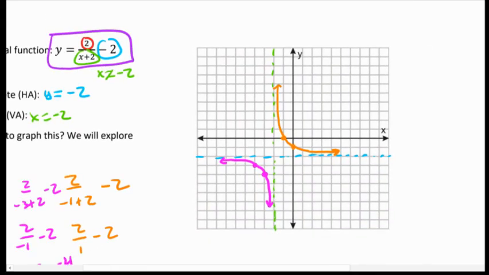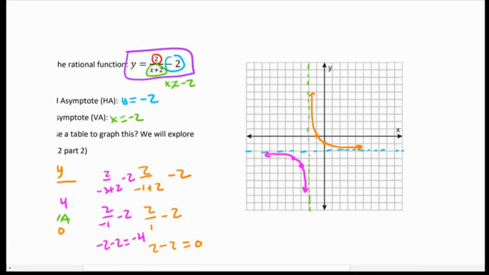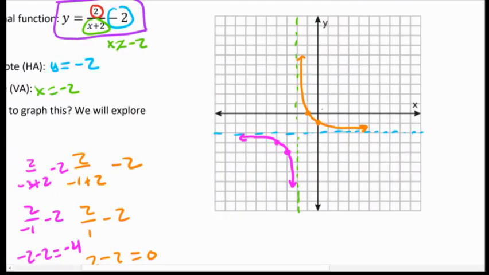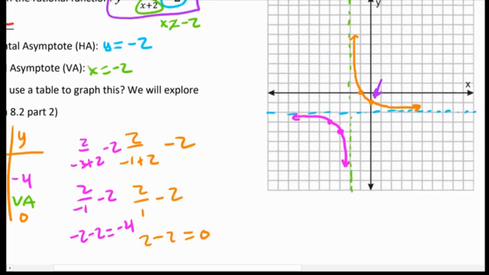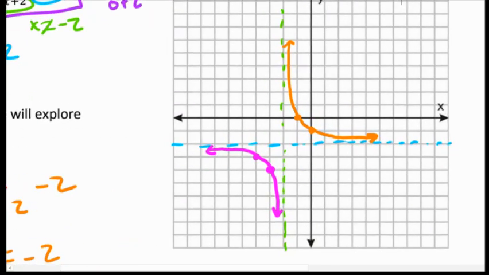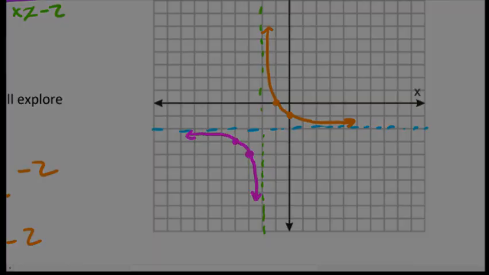So again, what you can do is continue to plug in x values, but what you would see is, for example, if I were to plug in 0 here, let's do it in purple. If I were to plug in 0, I would expect to get negative 1. And so if you look at this, I go 2 over 0 plus 2, minus 2, which becomes 2 over 2 minus 2, which becomes 1 minus 2, which we get negative 1. So you can see that it's symmetrical, and we get these 4 points here to help us with our graph.